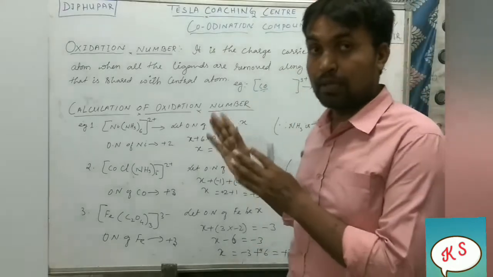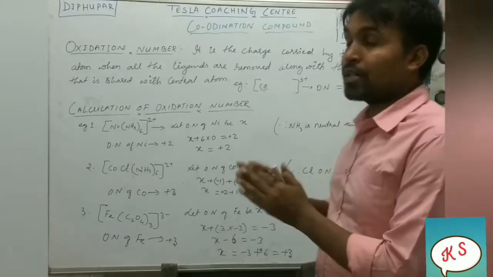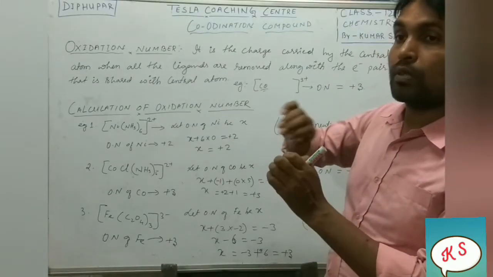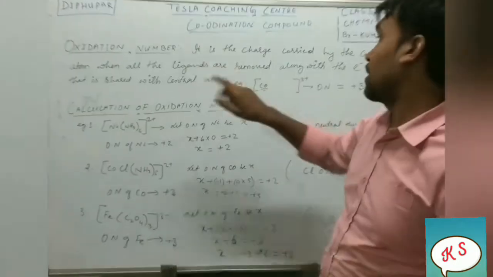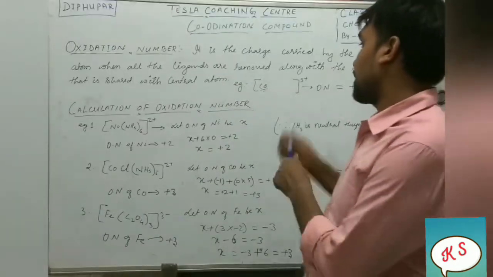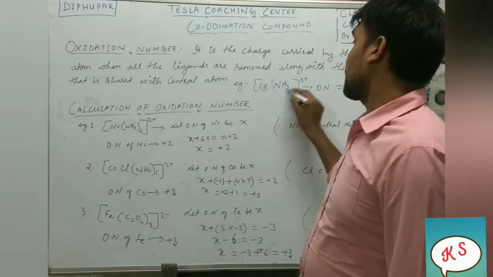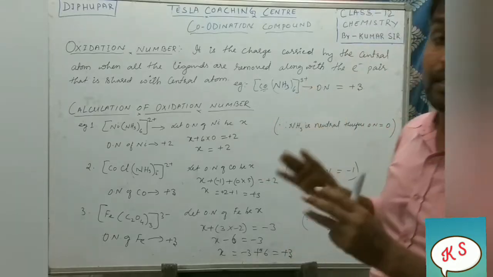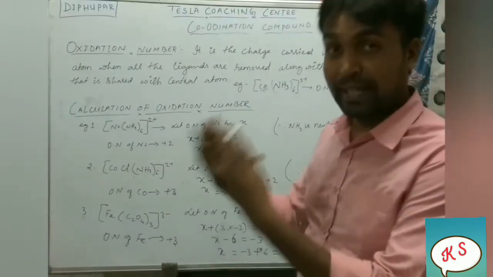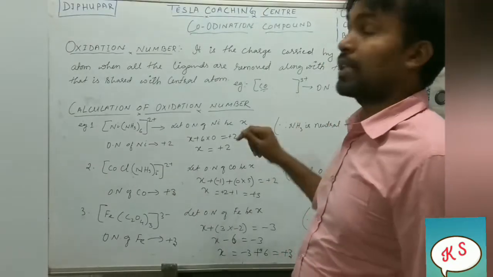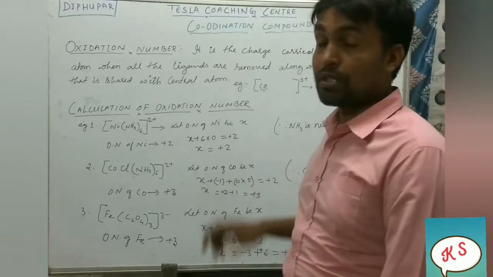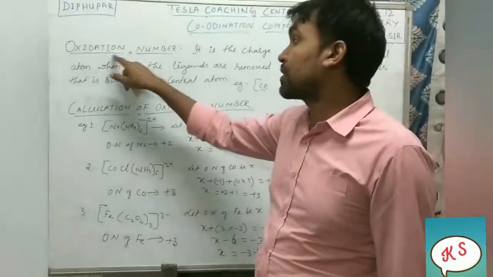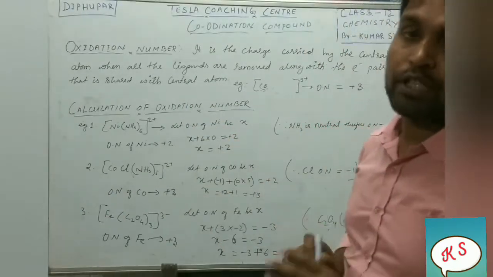Once again, students, I want to tell you what oxidation number is. Oxidation number in a coordination compound is the charge which will be left on the central atom when all the ligands along with their shared electrons are removed. Suppose the ligand here was NH3, 6 times. When I remove these 6 NH3 ligands totally along with their electrons, whatever charge is left on Co is called the oxidation number. I hope it is very much clear to you.